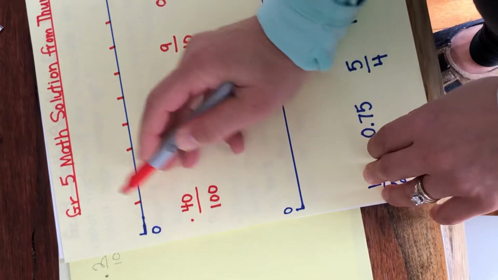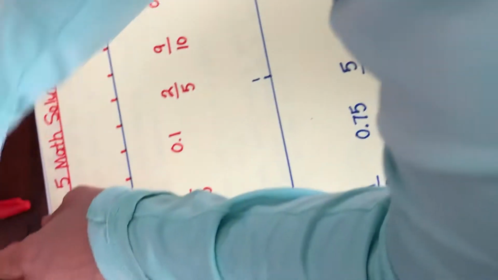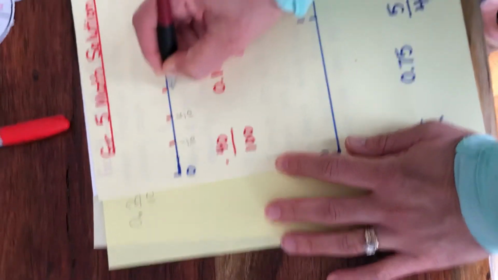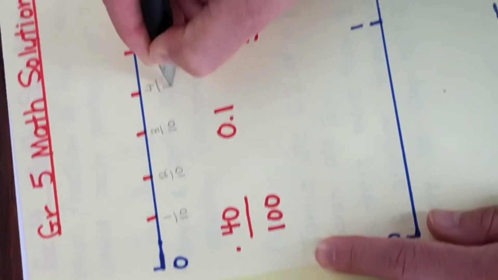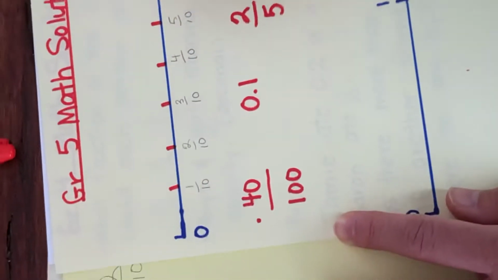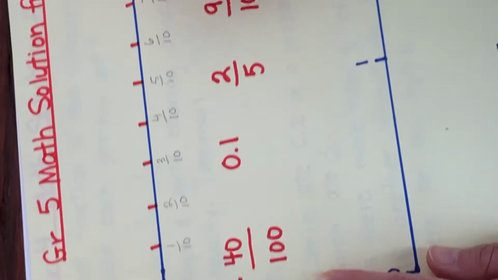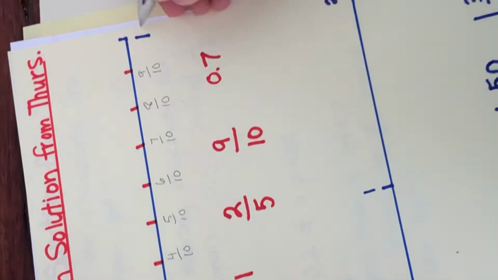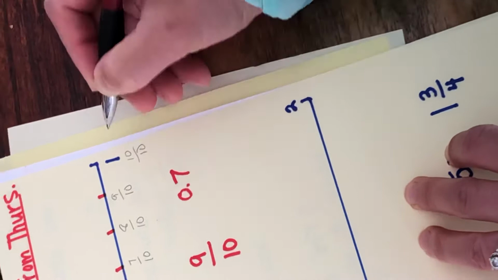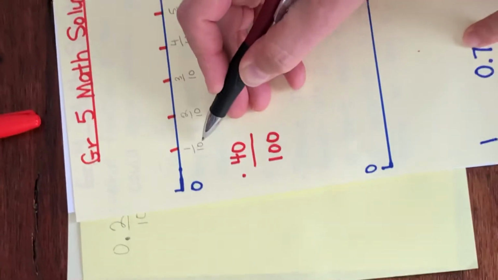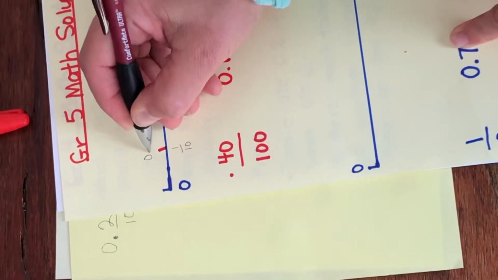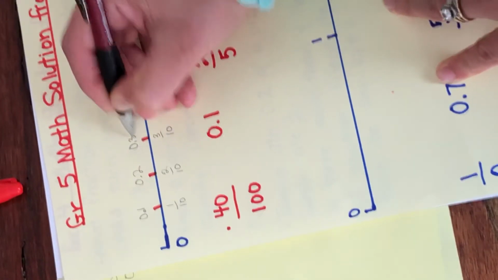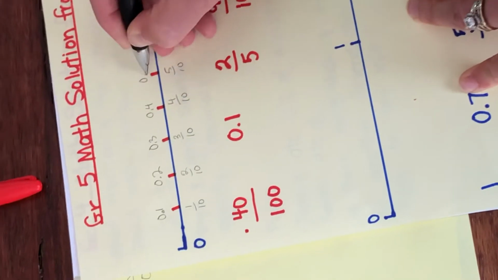Let's just check. I'll use my pencil. This would be 1/10, 2/10, 3/10, 4/10, 5/10, 6/10, 7/10, 8/10, 9/10, and this would be 10 out of 10, which is 1 whole. Now, if we were to make these into decimals, we would do 0.1 or 1/10, 0.2, and so on all the way down the line.